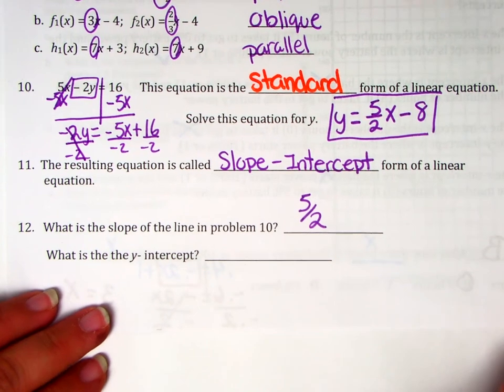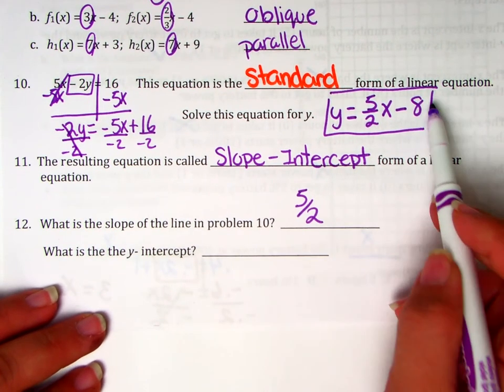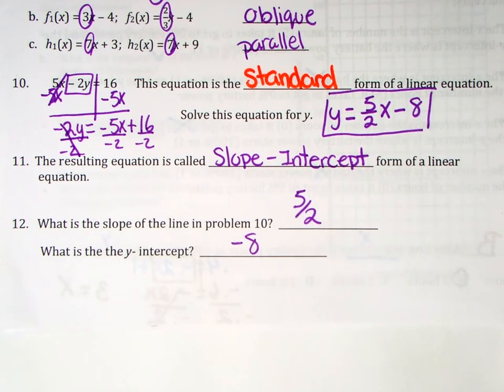And what is the y-intercept? It's the number all by itself. Not 8, but a -8. So we are done with the whole first side, or the whole first page. Let's finish this off and then we are done. So go ahead and flip your paper over.